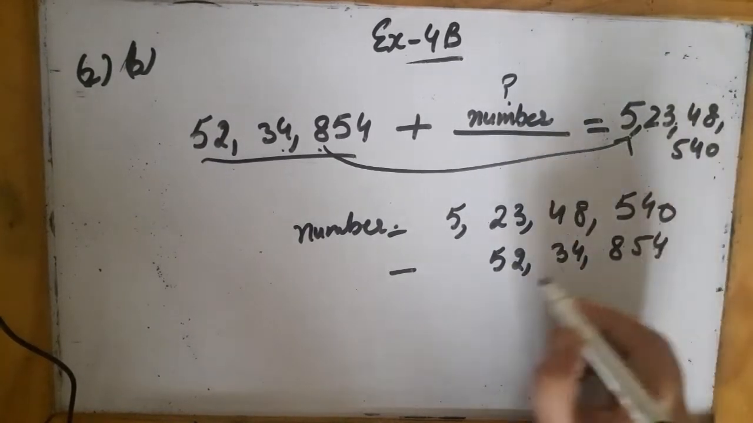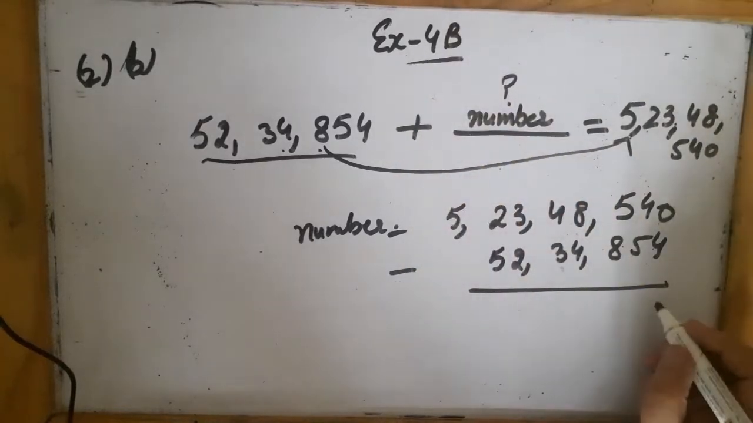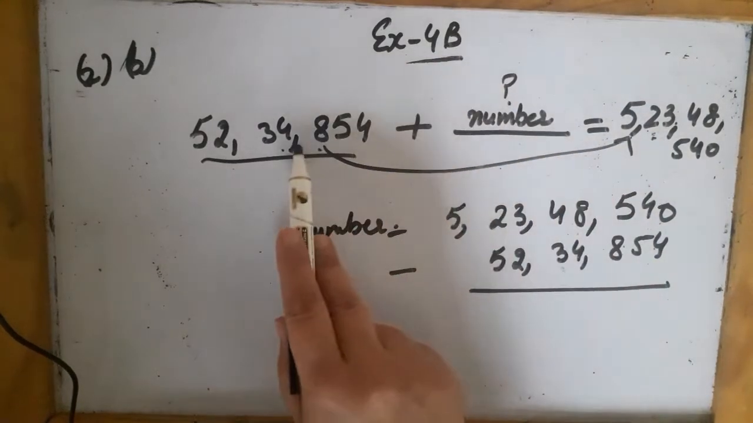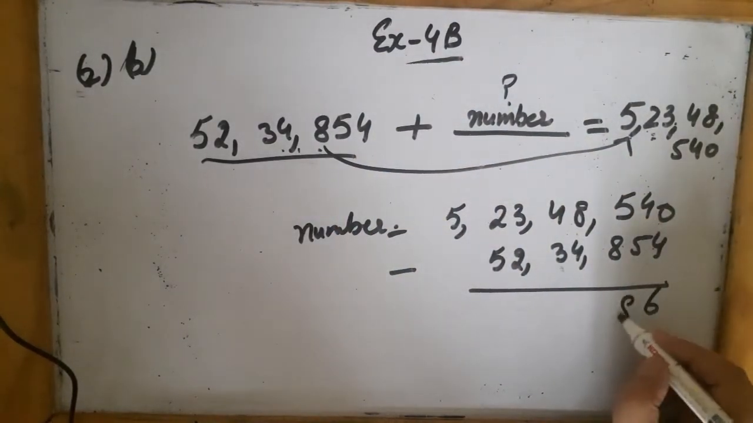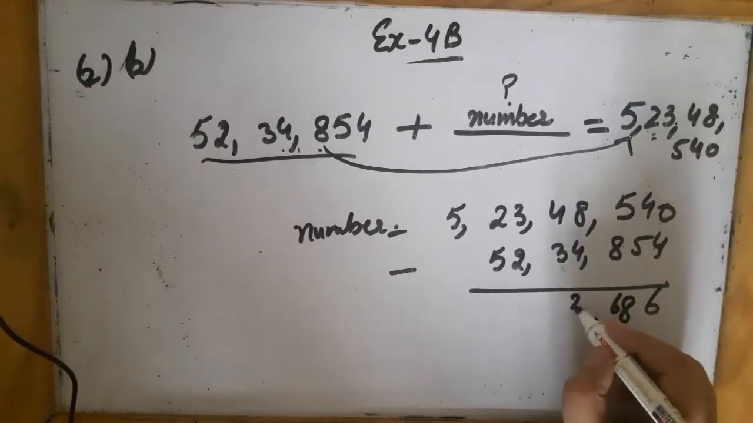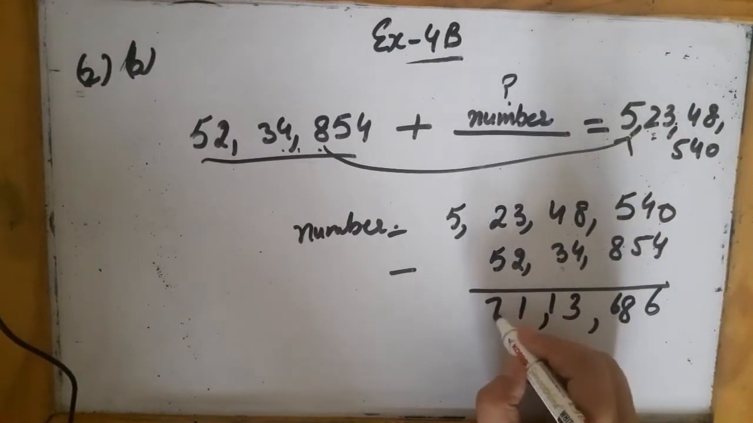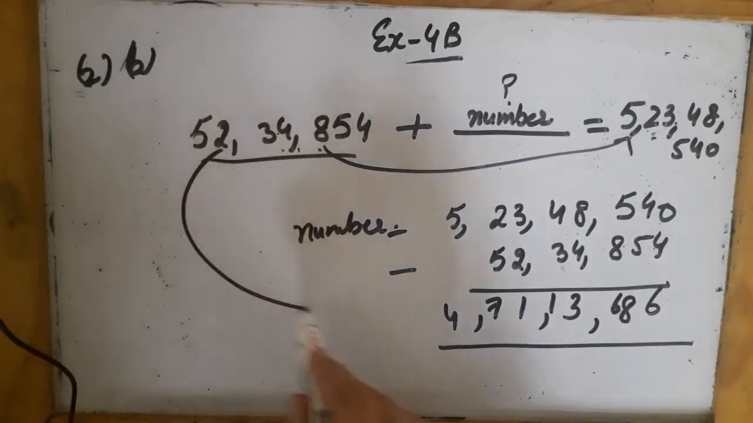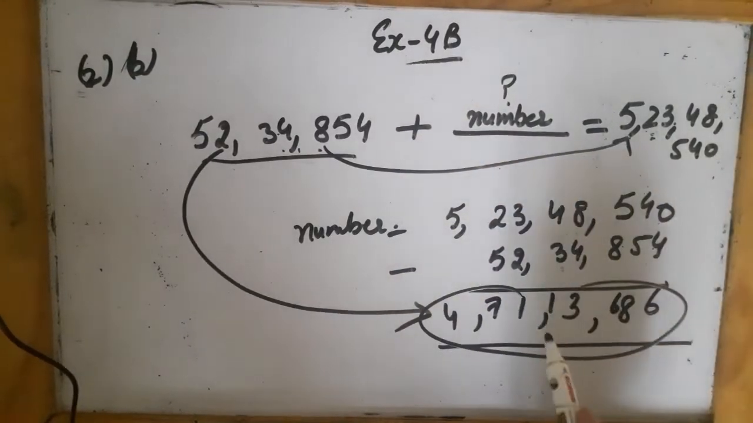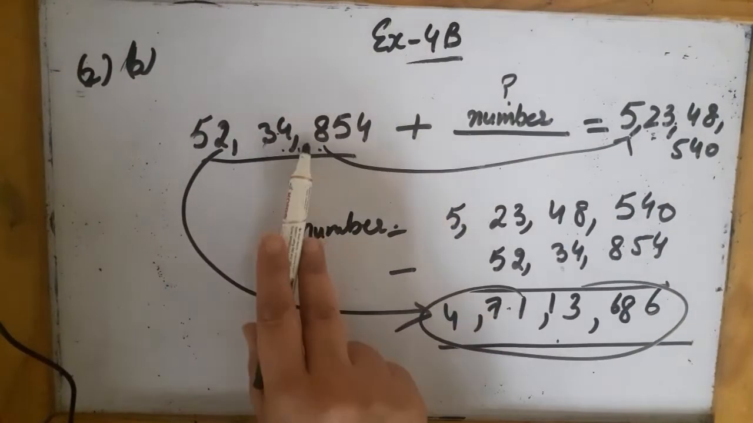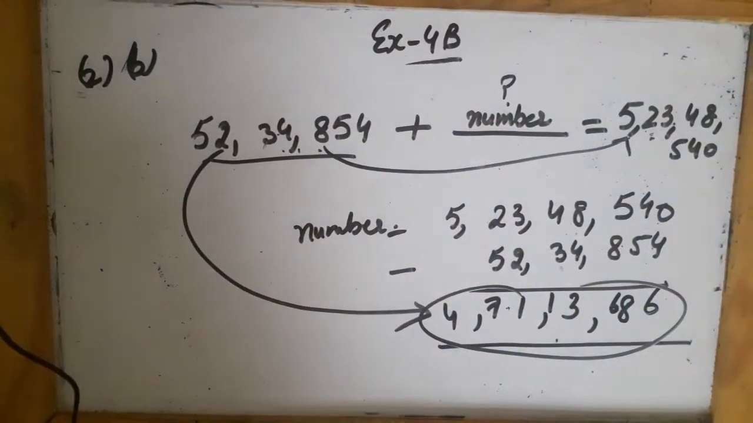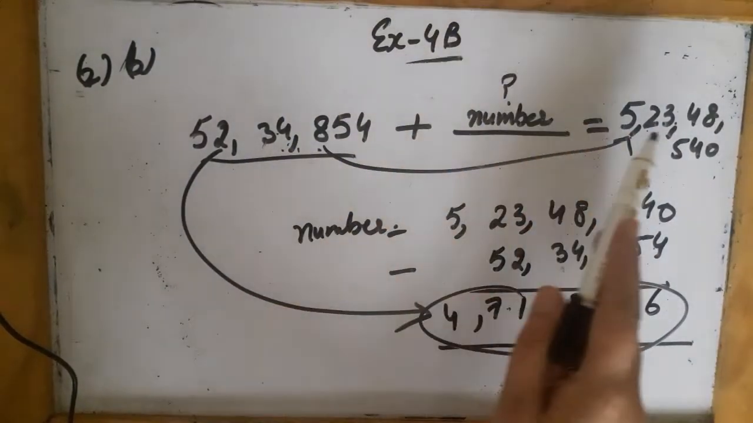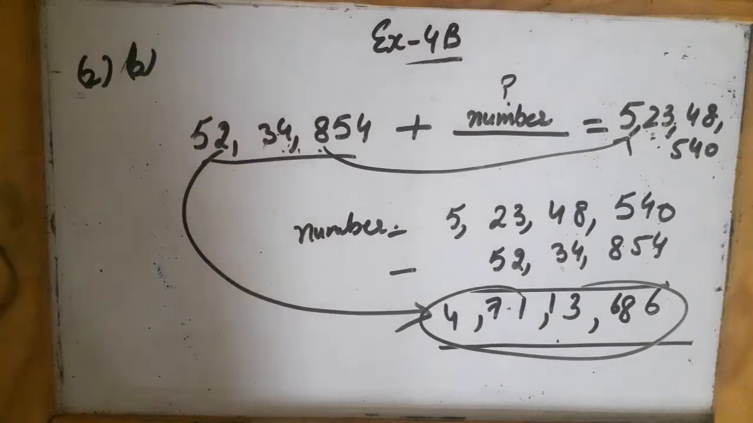So in order to find the second number, I will subtract the first number from the sum. So what should I add to this number? I should add this to this number, and when I add both of them, it will be equal to this number. So in this question we have to subtract both the numbers and you will get the answer.